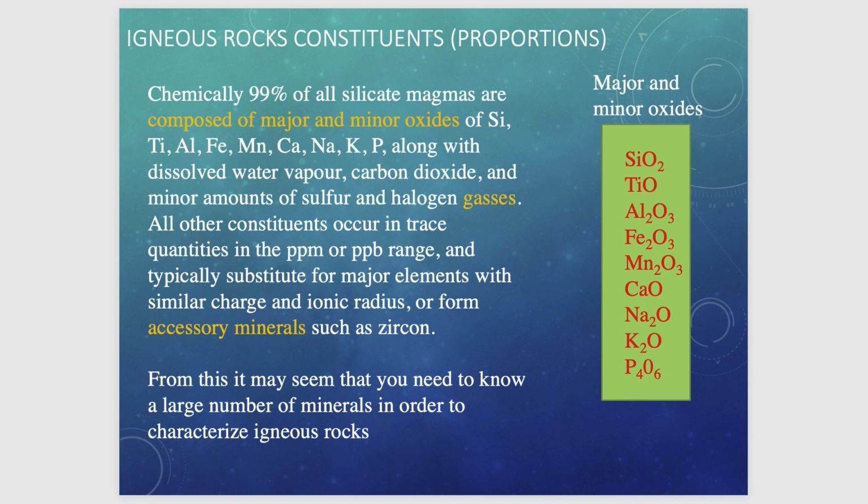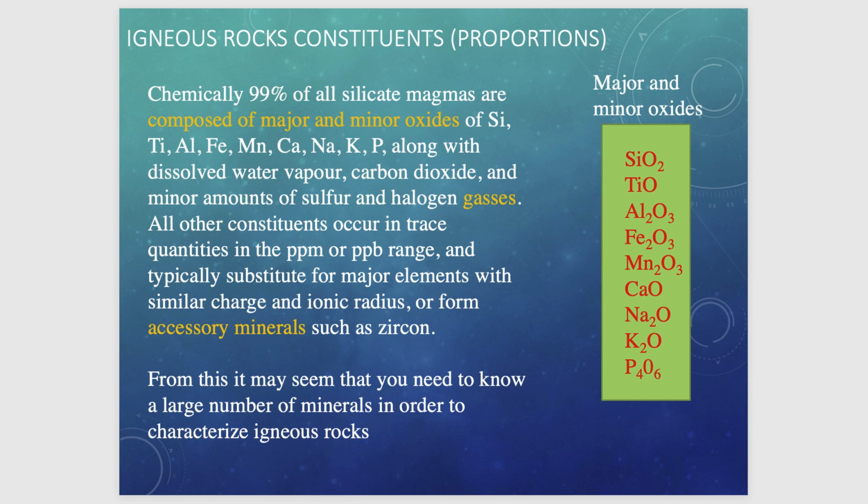Together with these oxides, there will be what is called a volatile component. We mentioned it in previous lectures. So there is a certain amount of water, carbon dioxide, and other gases like sulfur and halogens that will be part of this composition.